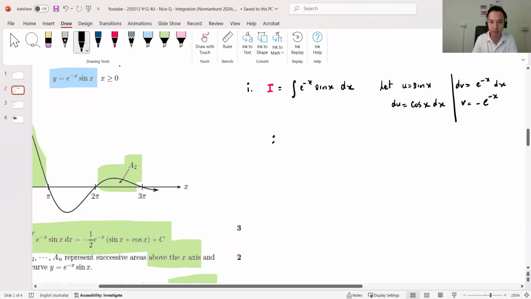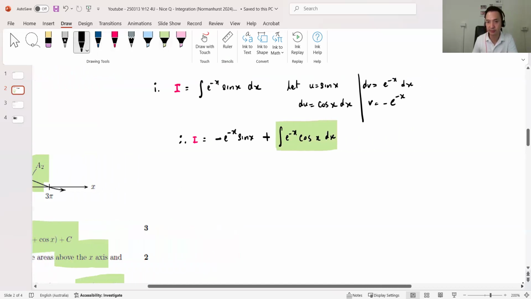Therefore, I equals uv, so minus e minus x sine x. And then minus, that's a plus, right? Because one's subbed in. Integral of e minus x cos x dx. And you can see there, need to do by parts again, right?